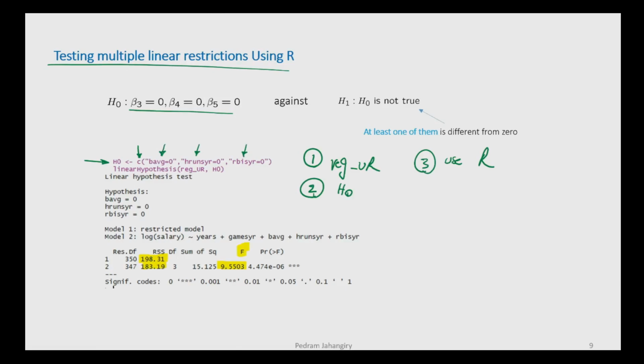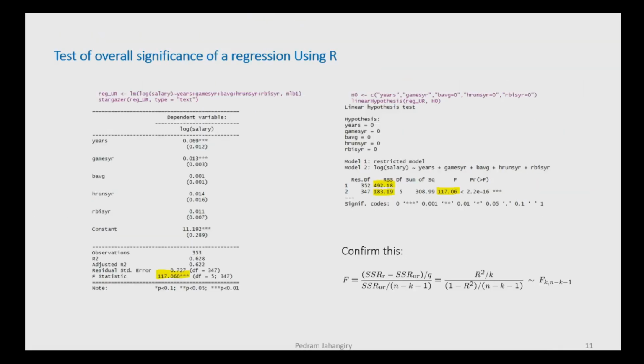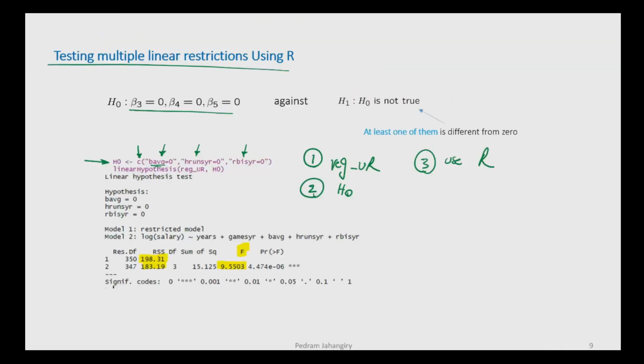Guys, the names that you put here must be exactly the same as the names of the variables in the data set. So if I go back to maybe the unrestricted model, look at that. These are the names that the data come with: BAVG, HRUNSYR, and RBISYR, right? So these are the names. So we have to use exactly the same names here. And simply you say, okay, if it is equal to 0, if it is equal to 0, 0, 0.